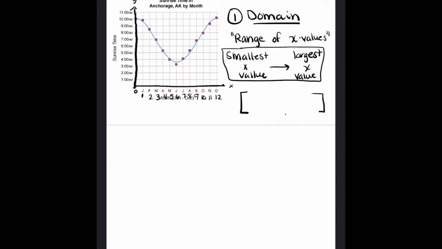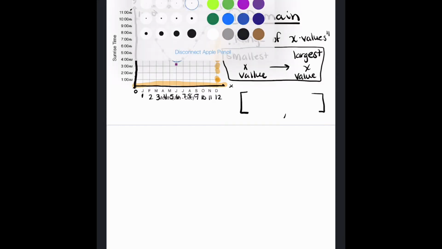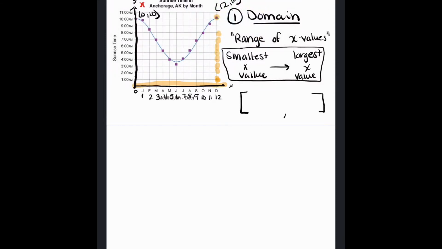Looking at my graph and only my x-axis, I'm basically asking, what are the x values of my graph at this point? I'm going to go up to my graph. This point here is over 12, up 10. And this beginning point is over 0, up 10. Looking at only the x values of the start of my graph and the end of my graph, it starts at 0 and ends at 12. So I could say the domain is from 0 to 12.